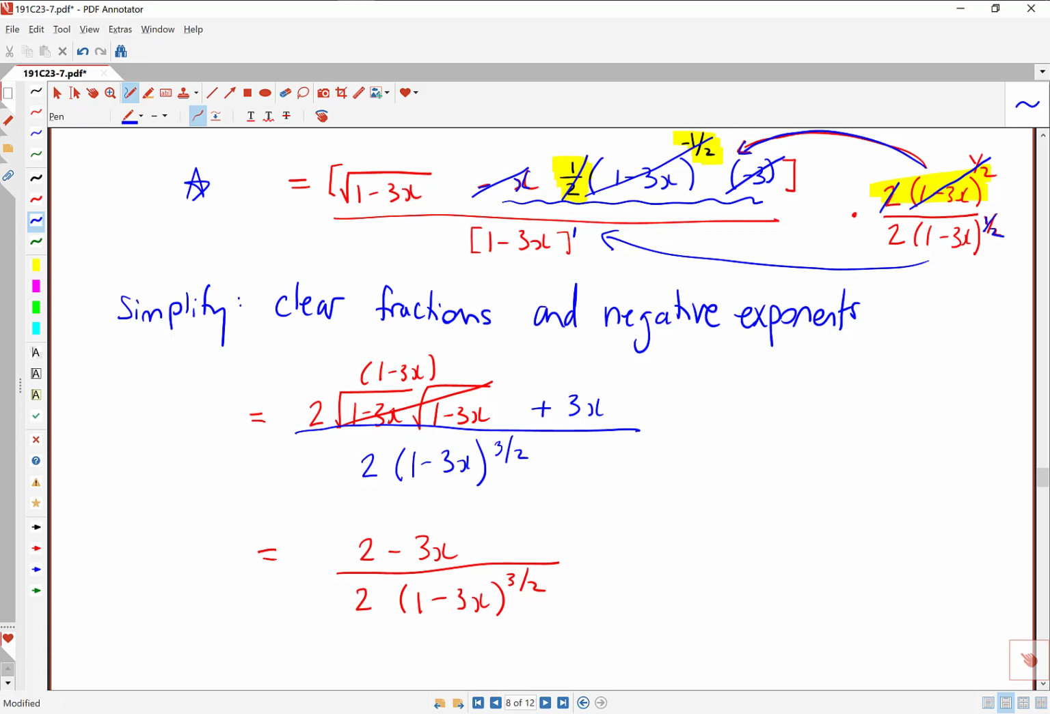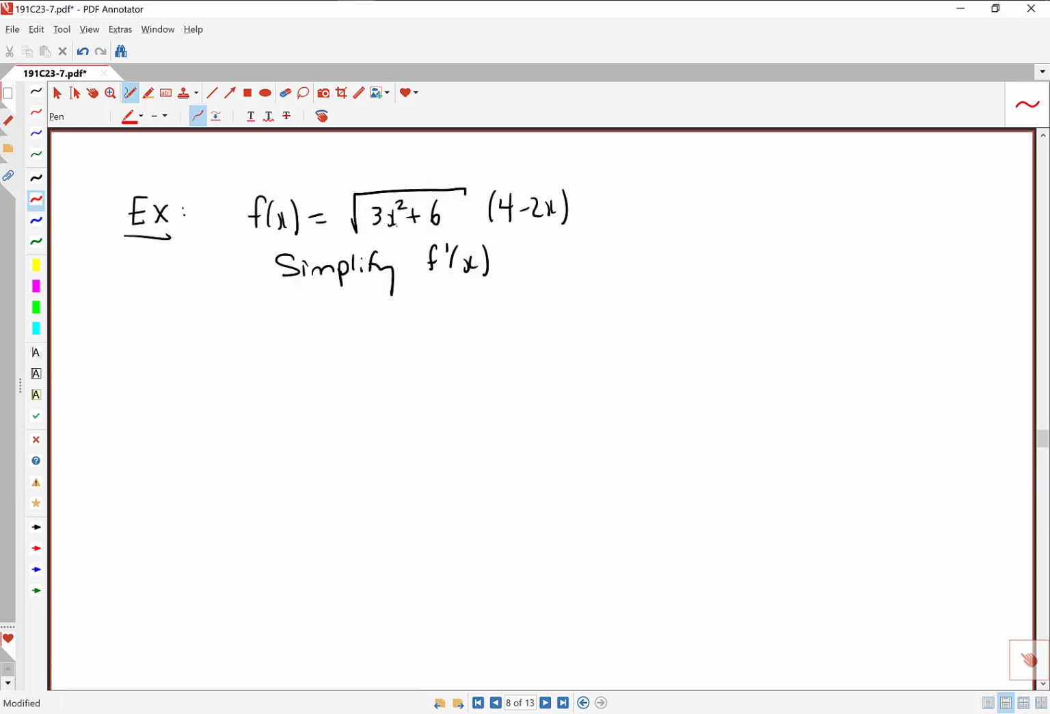So in a sense, simplifying is like a nice to have skill, but we want to focus more importantly on things like the product rule, quotient rule, and the chain rule. So here we go. f of x is root 3x squared plus 6 times 4 minus 2x, and we are going to simplify f prime of x. So we're not only going to practice our calculus rules, but we will also do a little bit more practice with the simplifying concept that we talked about in the previous example.